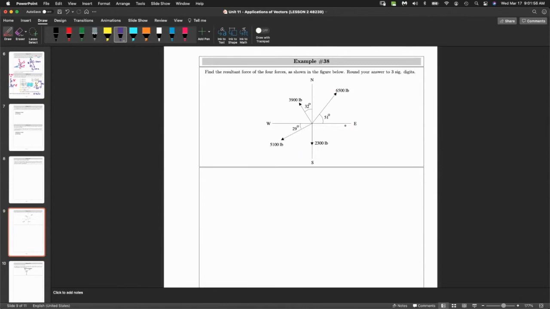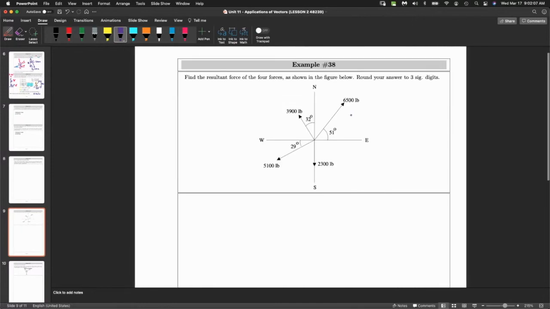So as I go around the loop here, I'd like you to tell me what the angle is between 0 and 360 for each of these vectors. So for this first vector, what would be the angle for 6,500 pounds of force in standard position? So that would be 51 degrees. What about this one over here, the 3,900 pounds? What would be the angle in standard position for that force? That's correct, Jai. 122 degrees.